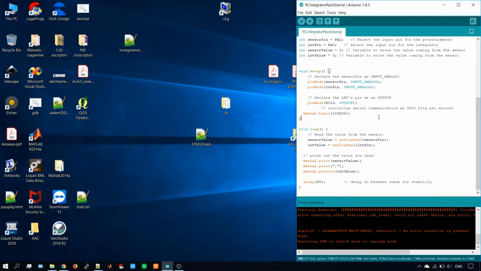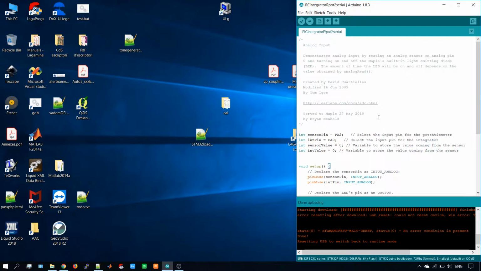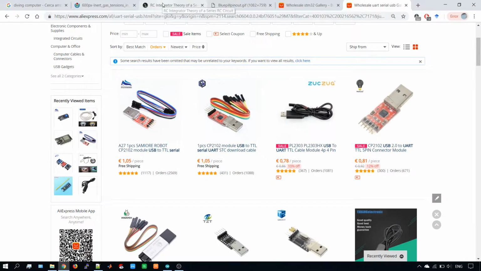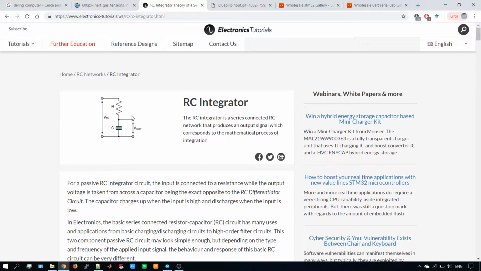Okay, so we go to the code. Actually, it's a very simple code. I will go back to the RC to explain to you how the wiring is made. I have this circuit with a resistor of 10 kilo ohms plus a capacitor of 470 microfarads connected in series, and I have this and this connected to analog inputs.